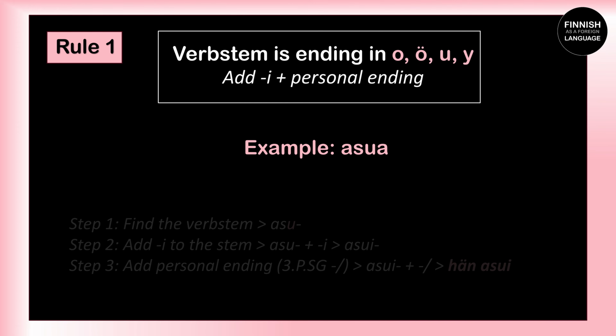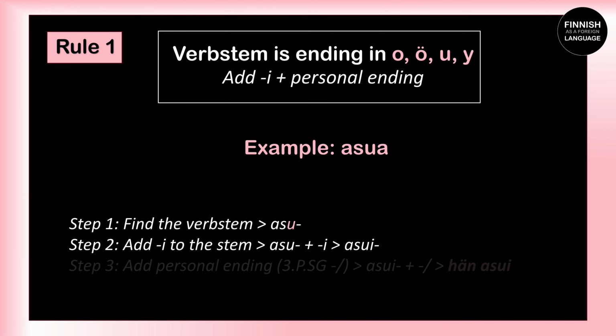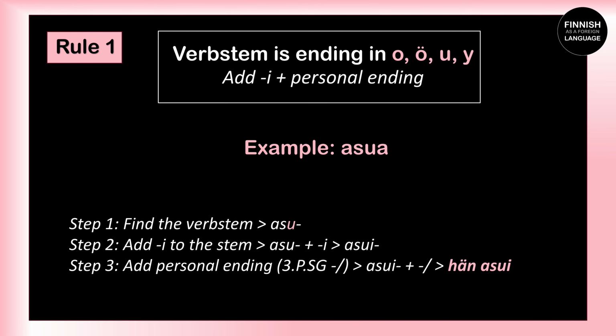Next example is asua. The first step here is again to find the verb stem, so it is asu. Here we see the verb stem is ending in the letter U. In the second step we add the past tense marker I to the stem, so we have asu plus I is asui. Now in the third step we again add the personal ending. Now we want to form the third person singular. So that means we don't add anything to it. The third person singular doesn't get an ending in the past tense. So that means we remain with asui. So our result is hän asui. Hän asui, which means he or she lived.